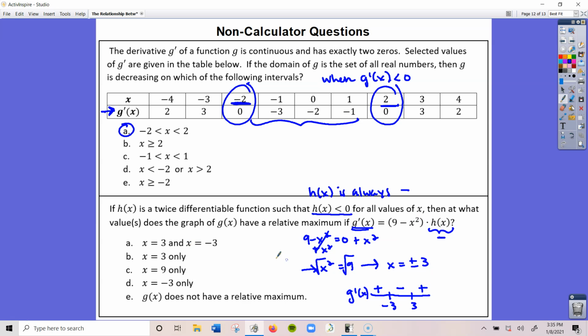So where do we have a maximum is when it changes from positive to negative, which occurs at x is equal to -3 only.